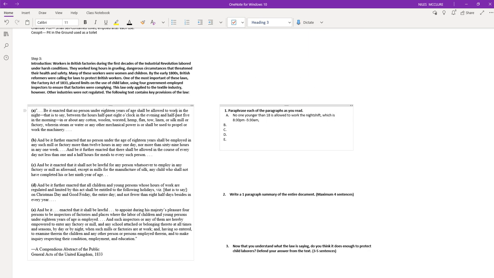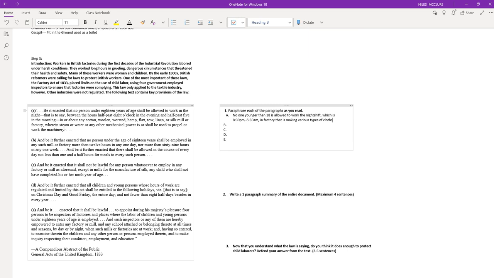And they are not allowed to work between those times in or about any cotton, woolen, worsted, hemp, flax, tow, linen, silk mill, or factory. Okay, so in this case, we're writing our own paraphrase of that, and there's a bunch of different types of cloth that they're talking about, but they're all talking about factories that have to do with cloth. So in this case, instead of listing all of those, I'm not going to list all of them. Okay, so no one under the age of 18 is allowed to work the night shift, which is 8:30 p.m. to 5:30 a.m. in any factory that is making various types of cloths.